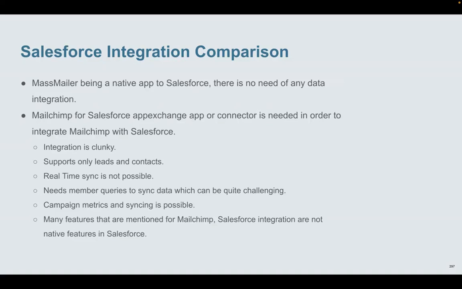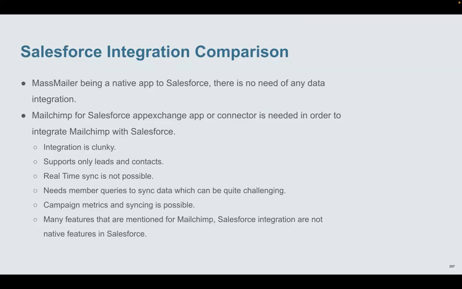So fundamentally, if you're using MailChimp, you know that it's its own platform, and Salesforce is a separate platform. If you're using MailChimp, then you have to integrate these two products. They have an AppExchange app, or you can use other connectors to connect these two solutions together. That's how MailChimp would work. When it comes to MassMailer, it's a native app to Salesforce, meaning you don't have to do any integration. It's already integrated with Salesforce.